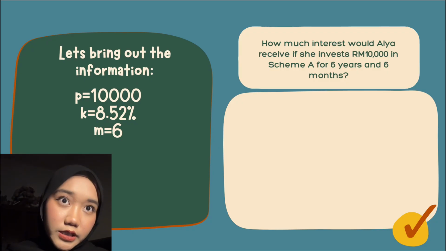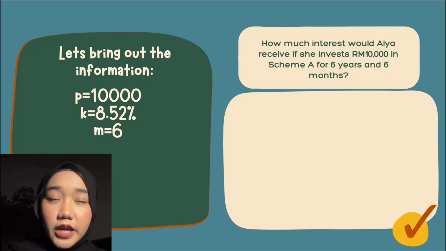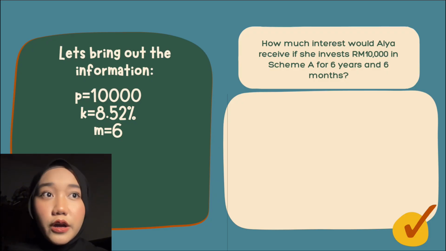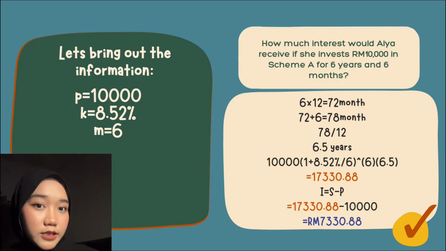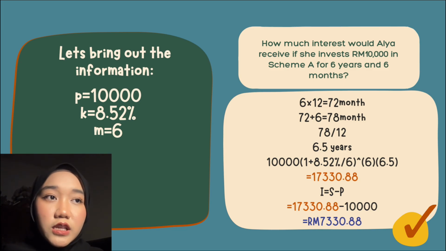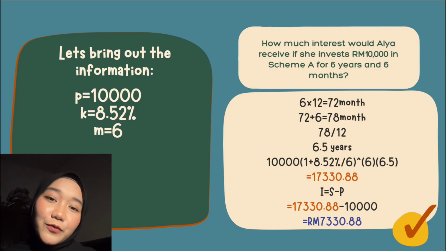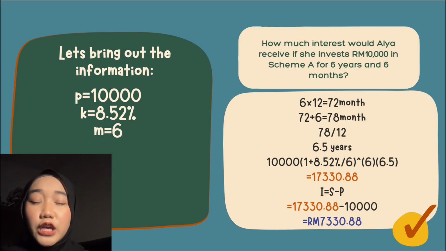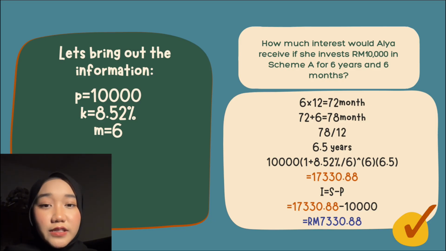P equal to 10,000, K equal to 8.52%, and M equal to 6. Okay, next. Just like this, we put all the information in, we calculate it, and we got the answer RM70,330.88. And don't forget to use the formula I equal to S minus P, and you will get the final answer, which is RM7,330.88.